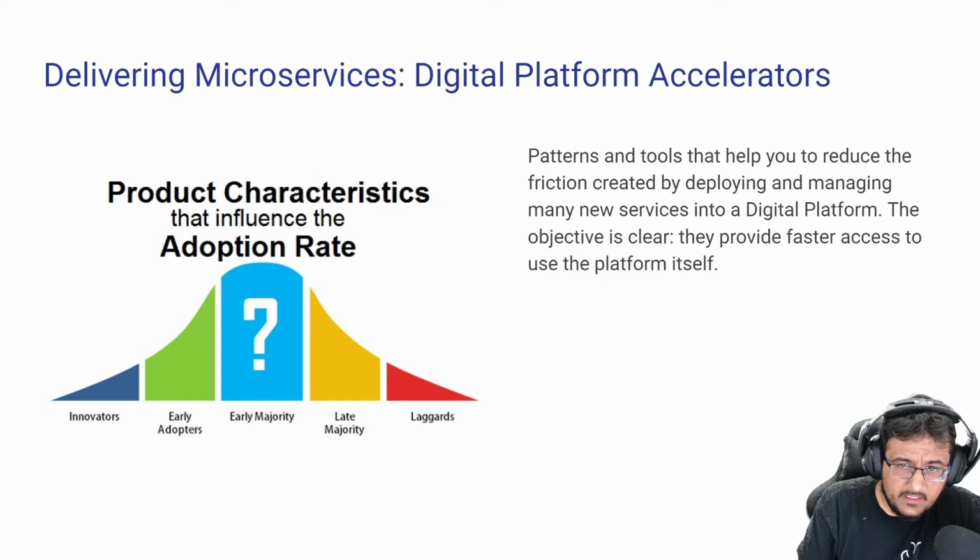What I found is that we have a bunch of patterns that I like to call digital platform accelerators, because they provide a way to accelerate the adoption of the platform by the people building the microservices. This is a graphic that I like to show in this talk a lot. Whenever you add new characteristics or functionalities to your platform, there are always going to be teams that adopt them first, which are the innovators.